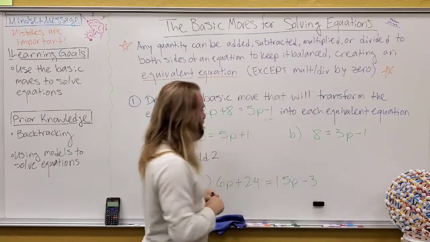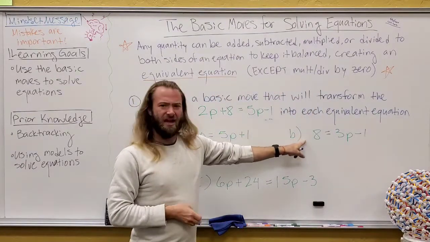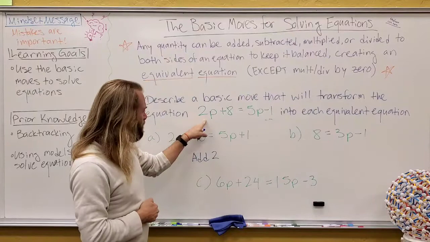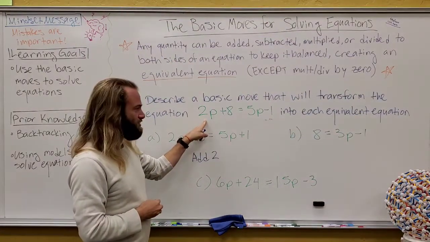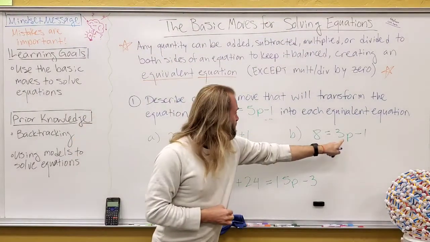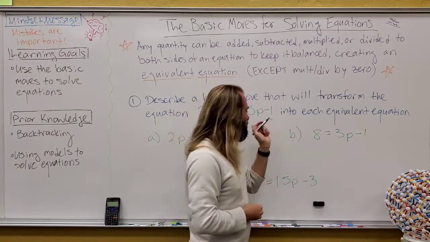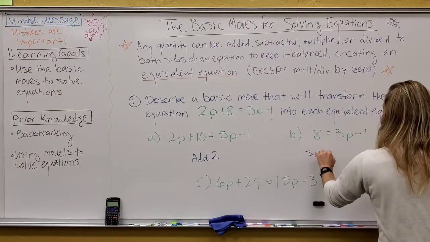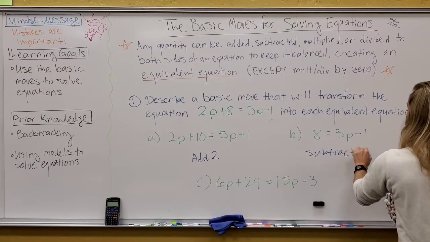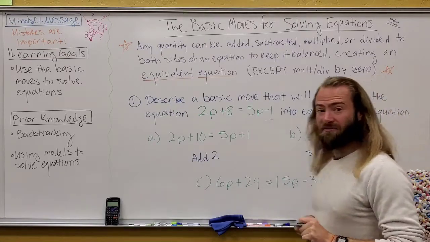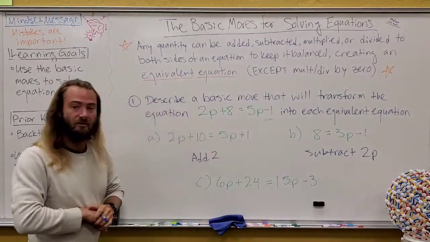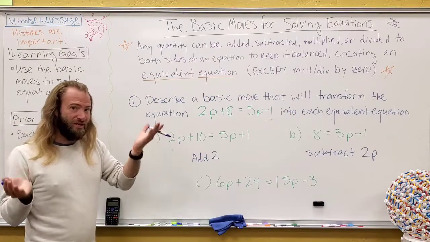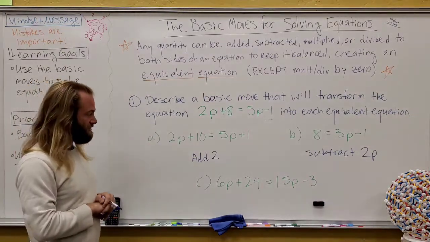Okay, part B. Wait a minute, this doesn't have any more p's over there. There was 2 p's, now there's none. But also these p's dropped by 2. Oh, I see. So here we subtracted 2 p's away from both sides of the equation. And again, we remember both sides, right? Because we had to keep it in balance.